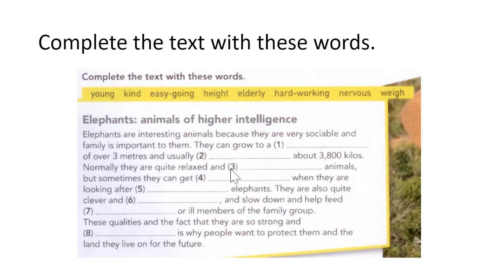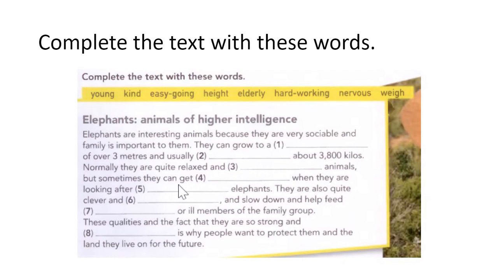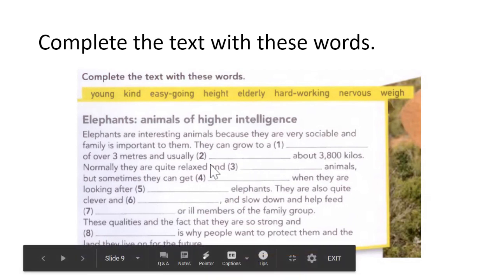Normally they are quite relaxed and, okay, cuba tengok apa jawapan dia. Kind ke, easygoing ke. But sometimes they can get, so ini dia sekarang relaxed. So sini pun kena benda positif. But ni menunjukkan tetapi. So relaxed and ini benda positif. Tetapi sometimes, kadang-kadang they can get what? They can get what you rasa?